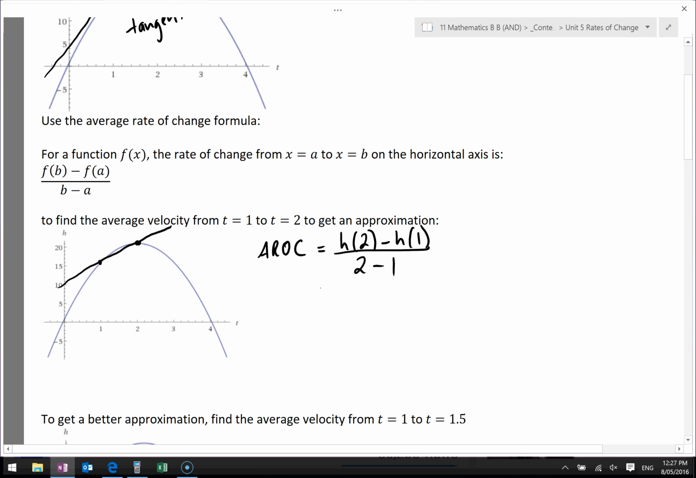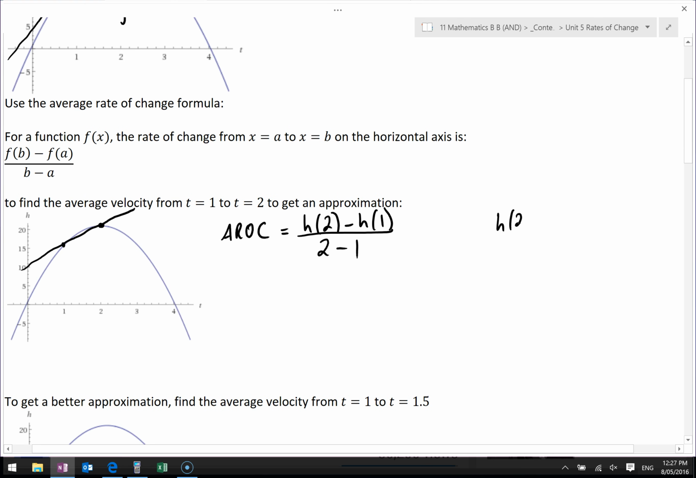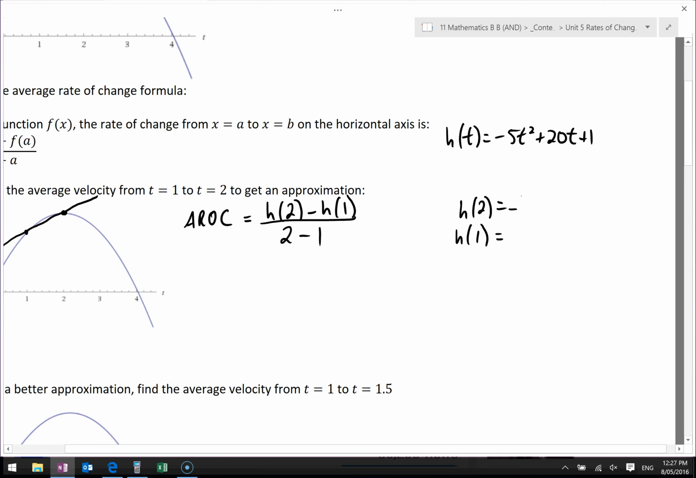Off to the side, I can find what h of 2 is and what h of 1 is, by substituting into my h of t formula. So minus 5 times 2 squared plus 20 times 2 plus 1, and I can do the same with 1.